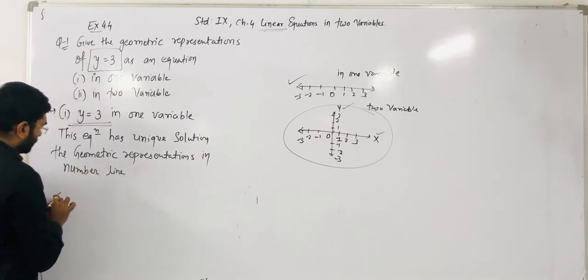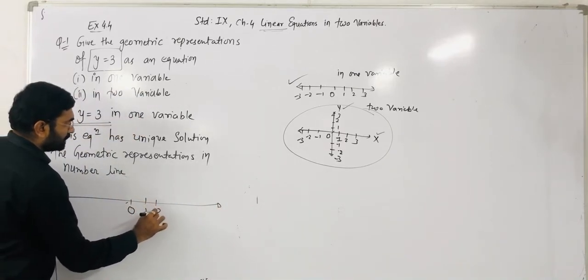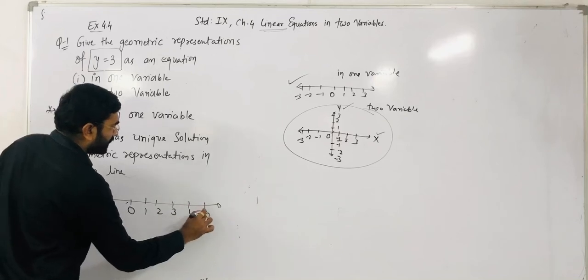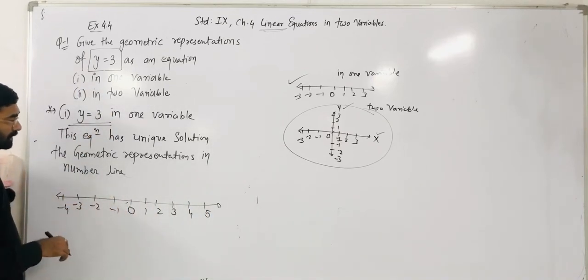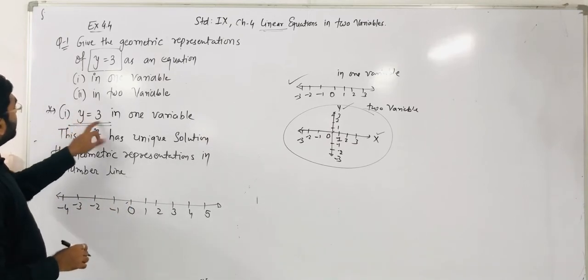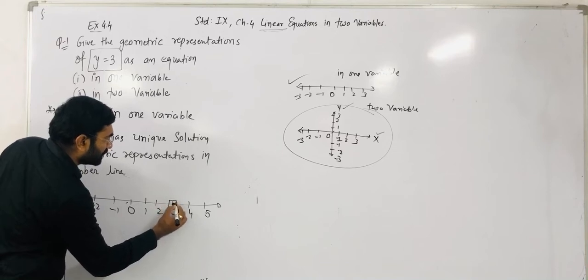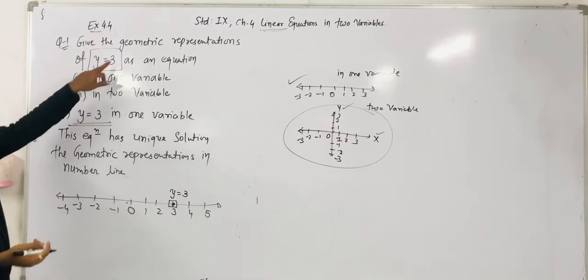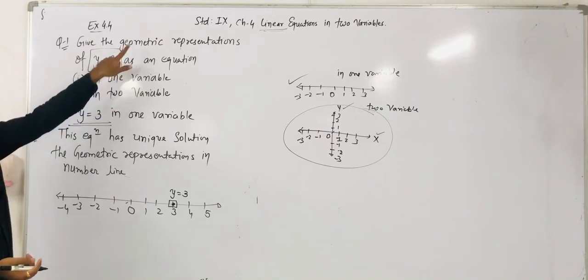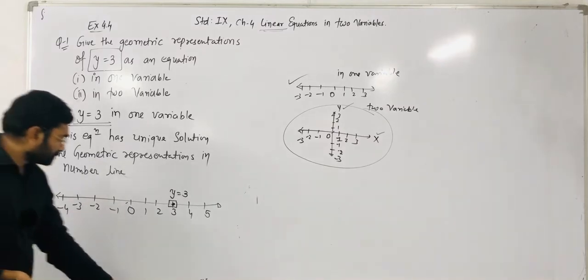So the number line, we all know how to represent it: 0, 1, 2, 3, 4, 5, and here is minus 1, minus 2, minus 3, minus 4. On that number line, y is equal to 3 is here. So we have to mention here y is equal to 3. That is the geometrical representation of an equation in one variable on the number line.